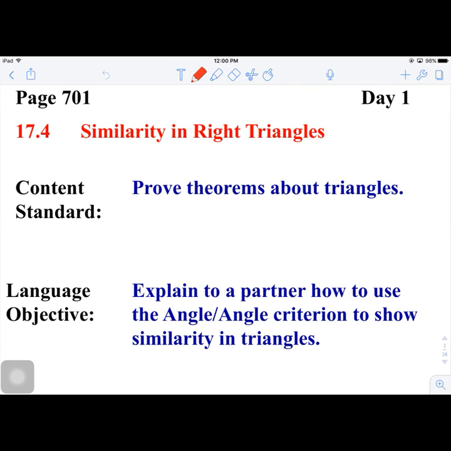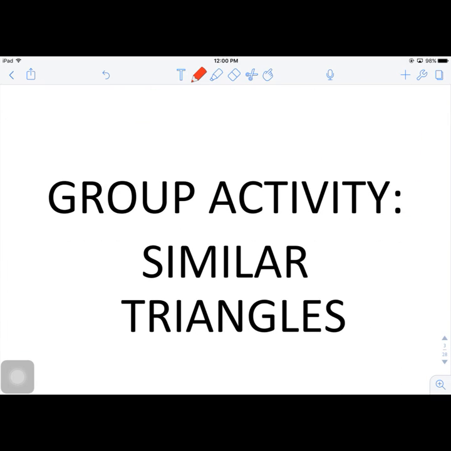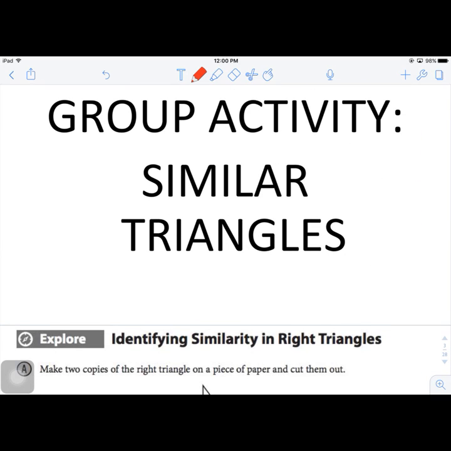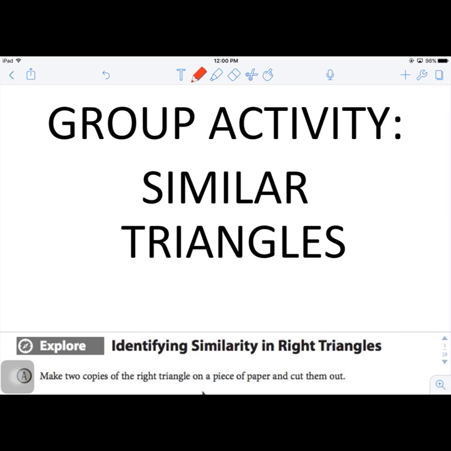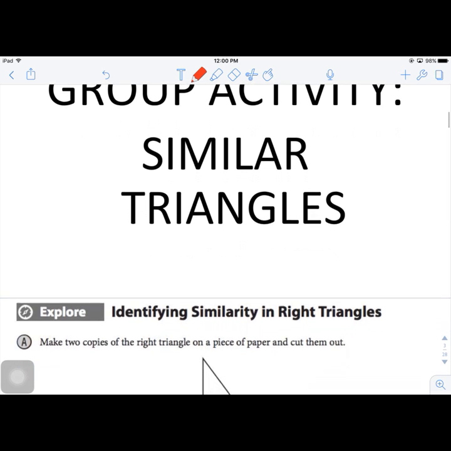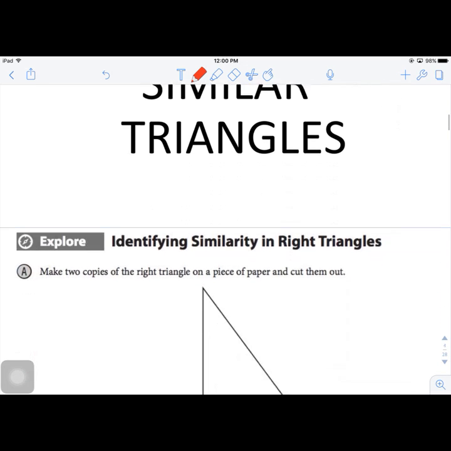Okay, lesson 17.4, day 1 is on similarity in right triangles. And so we are going to take a look at the activity that we were supposed to do if we are actually working as a class, similar triangles.